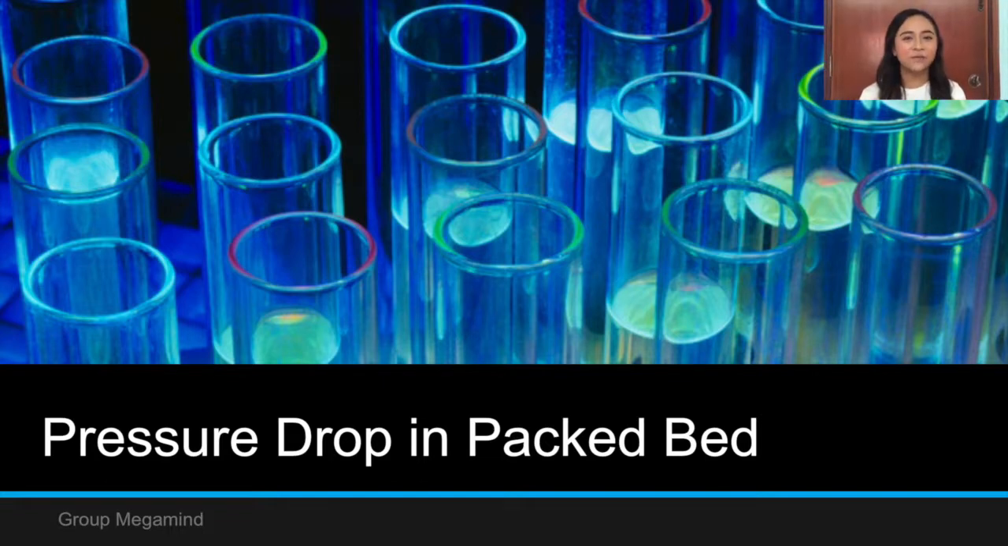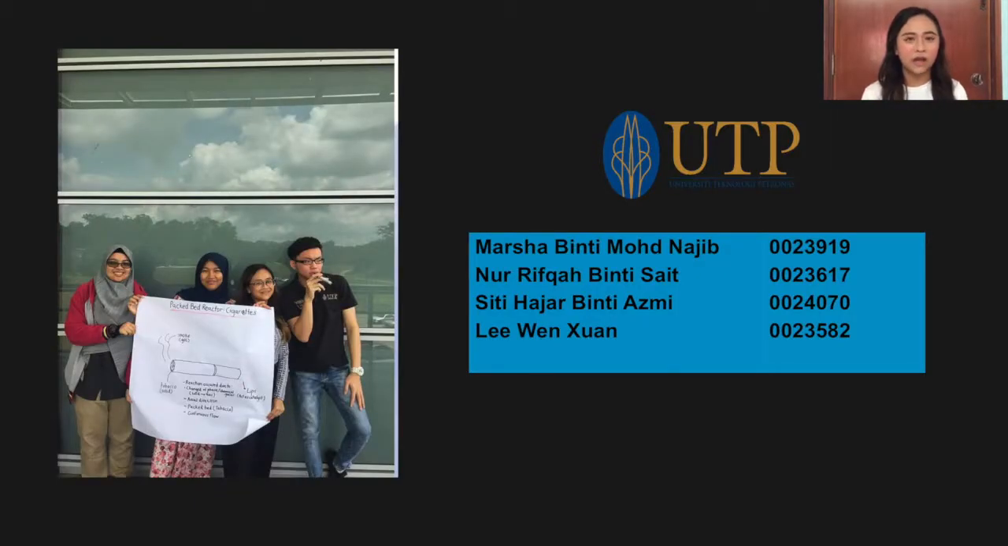Hello everyone, I'm Rivka. We are from Group Megamind, which is Group 21. So these are my group members, Marsha, Hajar, Lee and I. Now we are going to present about experiment 10, which is pressure drop in packed bed.